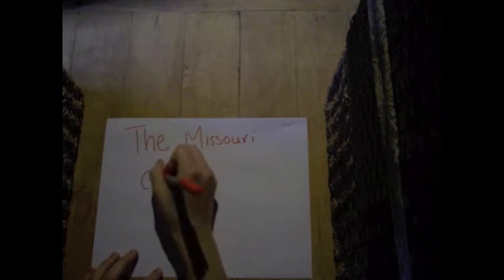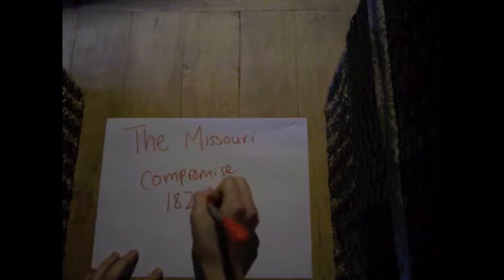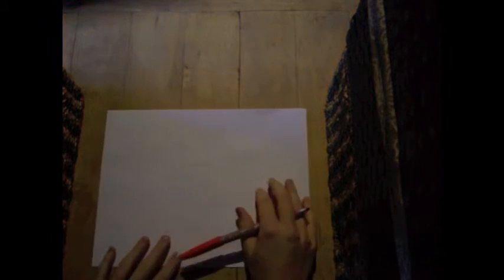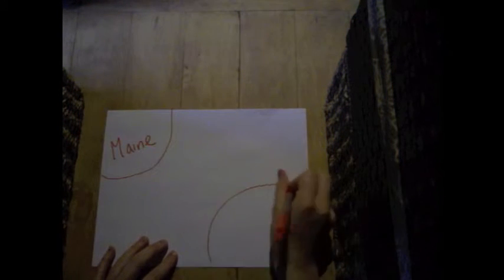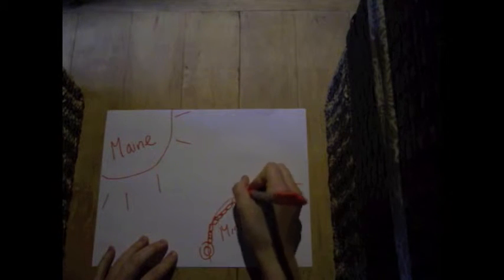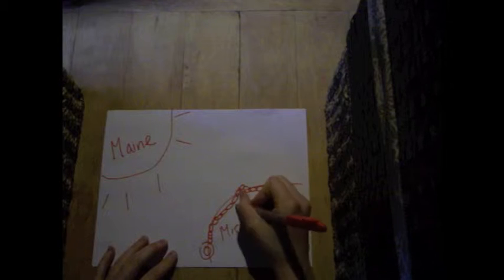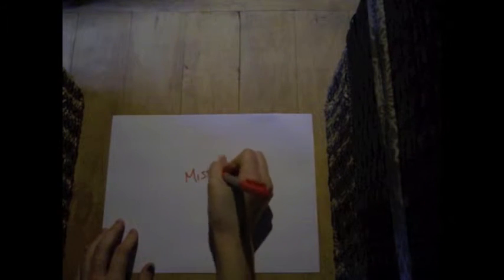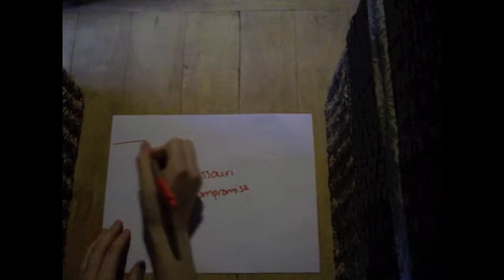The next compromise was the Missouri Compromise of 1820. This compromise admitted Missouri as a slave state and Maine as a free state. However, this compromise was repealed in 1854 because of the Kansas-Nebraska Act.